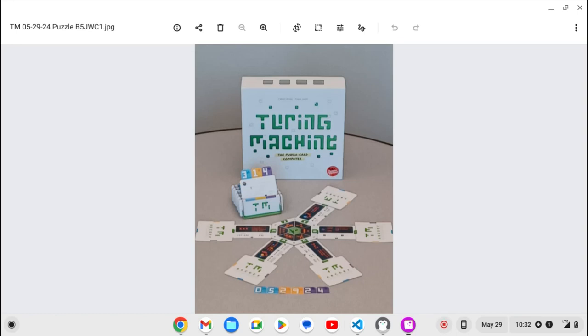Let's begin. Today's May 29th, 2024, and we're doing the Daily Turing Machine Puzzle. Today's puzzle uses 5 criteria cards and it's 5 verification cards. Let's go to turingmachine.info for the details.